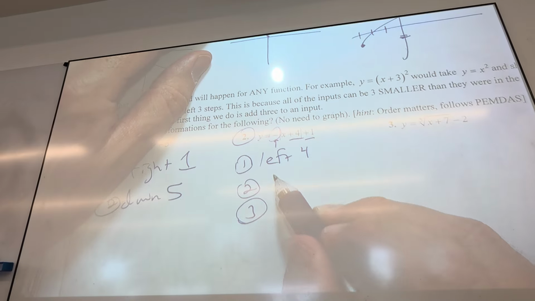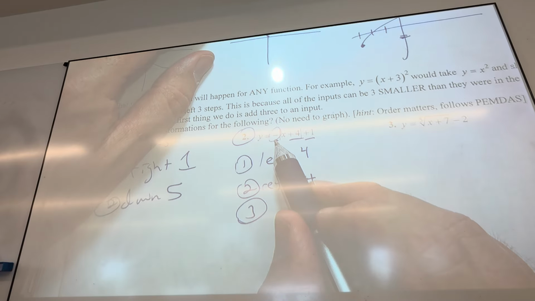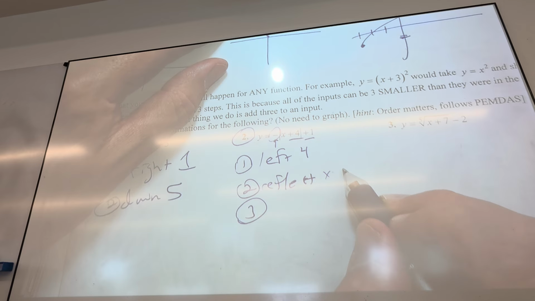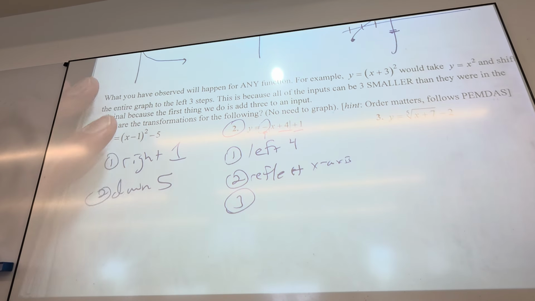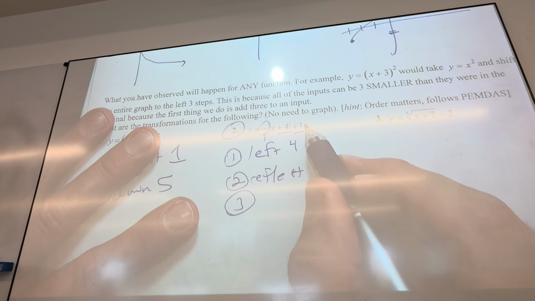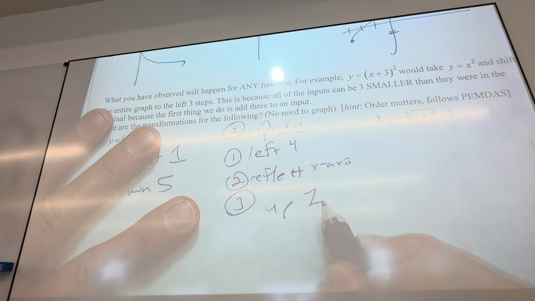So the next thing would be reflect around what? Or you could even just say reflect up and down or left and right. How would I move? Up and down or left and right? Up and down, so that would be x-axis, right? Up and down, I would rotate around the x-axis. And then, this would make it go up 1, yes.